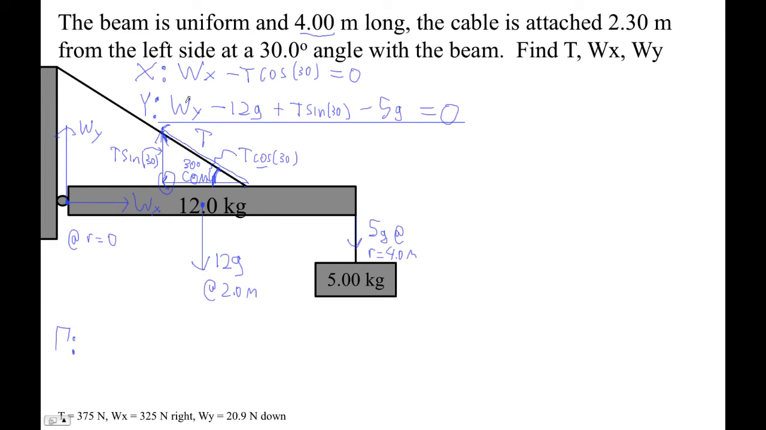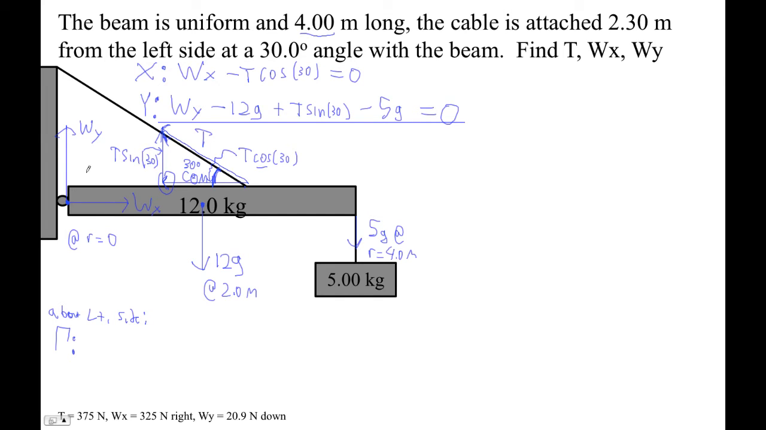Right, now we have two unknowns. We've got the wall in the Y direction and the tension. So this cannot be solved, and this cannot be solved, right? What's going to happen is we're going to solve for T in the torque expression and then just substitute it in. All right, so let's go. Let's see, torque. Let's go about O, about the left side. Okay, so let's torque that sucker.